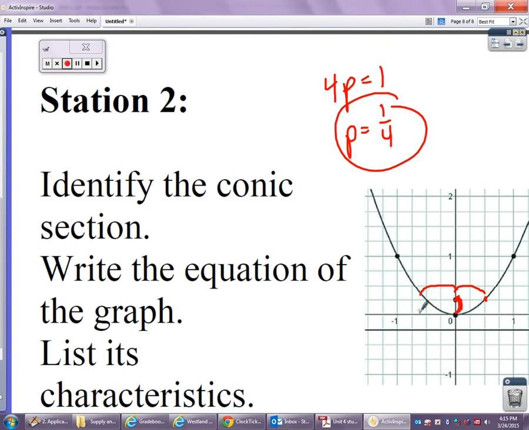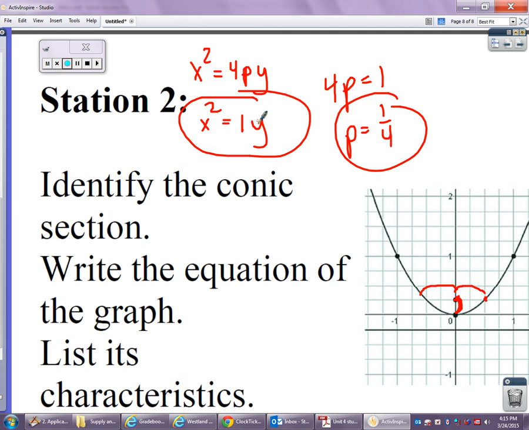So the equation of this graph, it's going up, so it's going to be in this form: x squared equals 4py. We already know that p is 1/4, so that's 1y. And the vertex is at 0, 0, so this is our equation: x squared equals 1y, or x squared equals y.